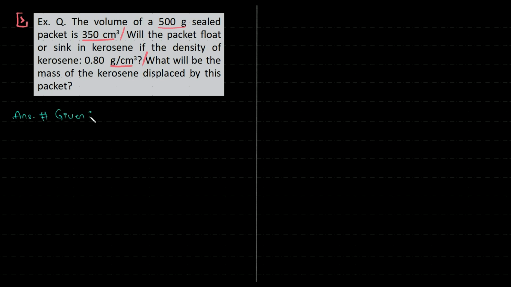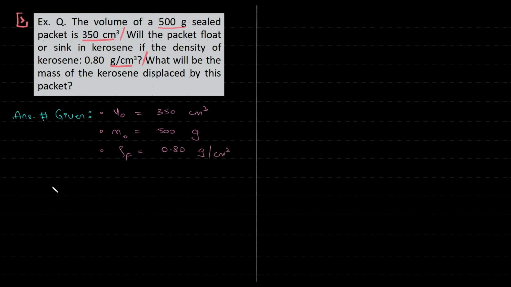So what all is given? We have been given the volume of the object, that is 350 centimeter cube, right? Here we are not converting the units because the answer is to do with sinking or floating. Mass is 500 gram. This also we are not converting. Density of the fluid, in this case kerosene, is 0.80 gram per centimeter cube.